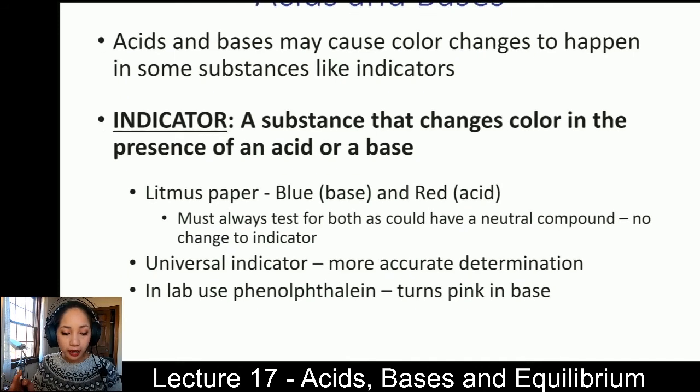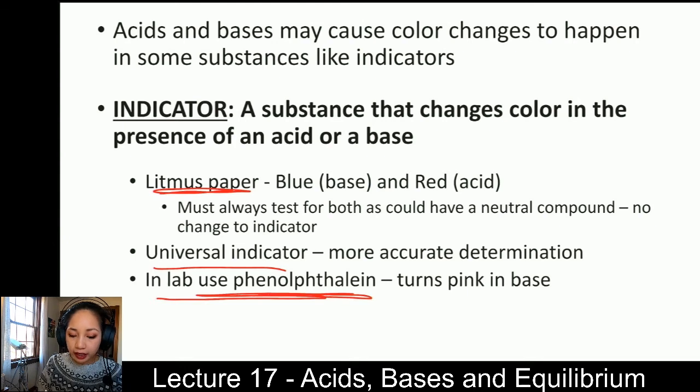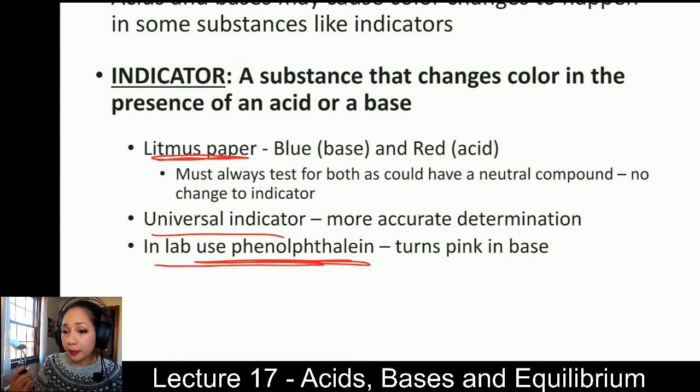So some of the indicators we use are litmus paper. All right, and so there's two types of litmus paper. There's blue litmus paper and red litmus paper, and you dip both of those in your solution, and depending on what color they change will tell you if that solution is basic or neutral, or acidic. Also, we have universal indicators. Those are more accurate. They'll change color depending on if they're in a basic or acidic environment.